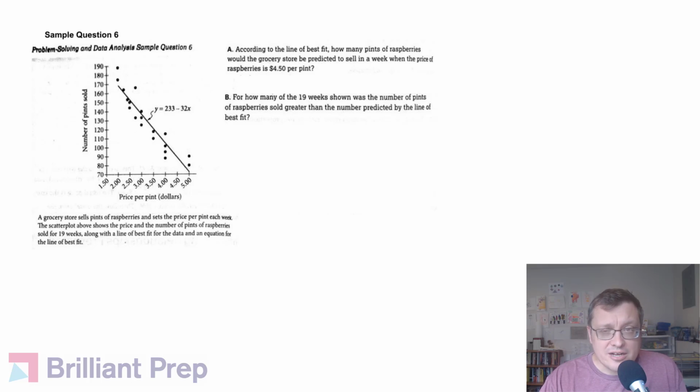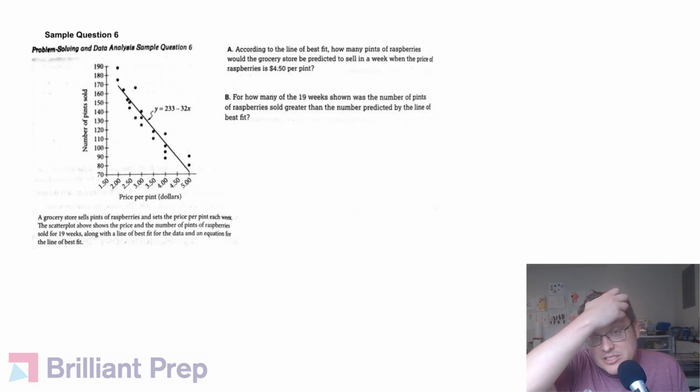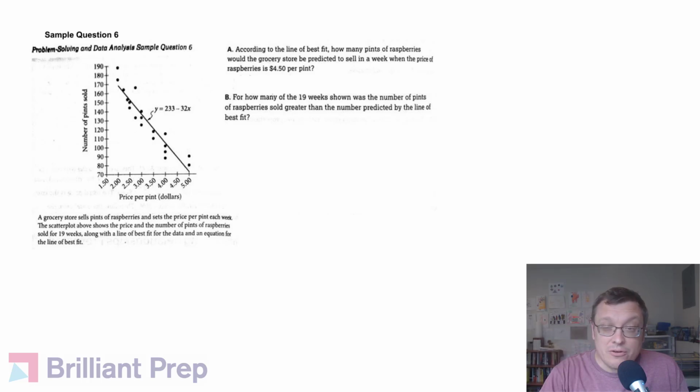We have two questions to tackle for the scatter plot problem, and we have a part A and a part B. We'll start with part A. According to the line of best fit, how many pints of raspberries would the grocery store be predicted to sell in a week when the price of raspberries is $4.50?